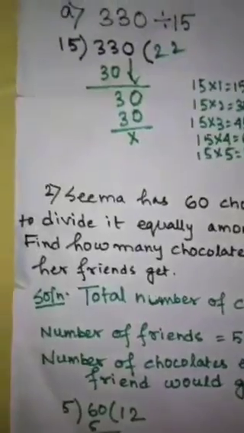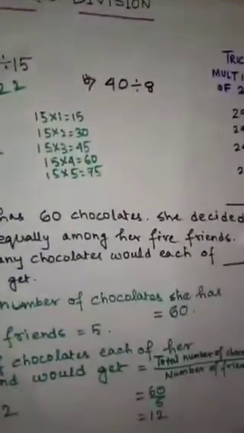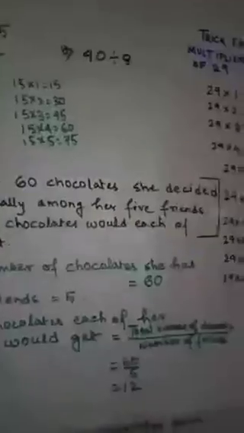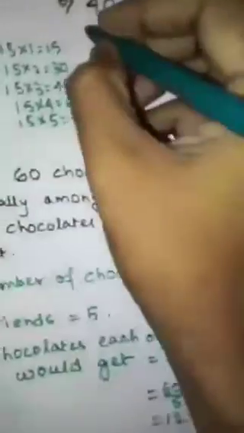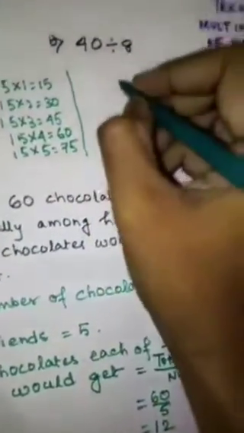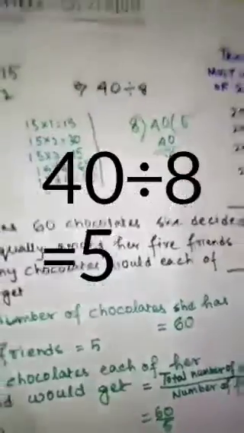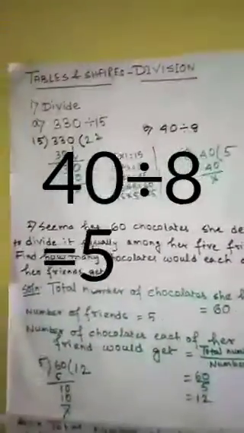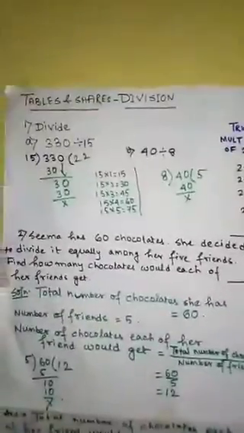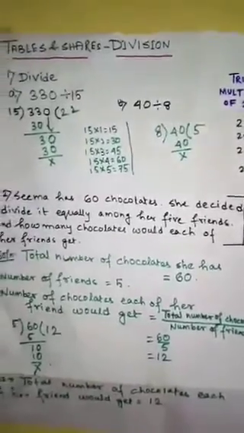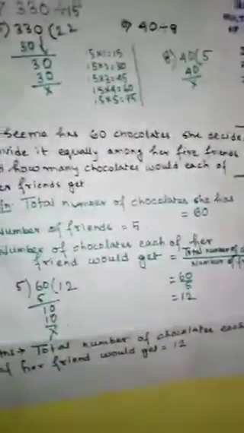Now for the next sum we are moving. It's also a very easy division, 40 divided by 8. I think that most of you know the division tables. So in this way you can divide them. These are easy methods of division already known to you. So now we move to the word problems.